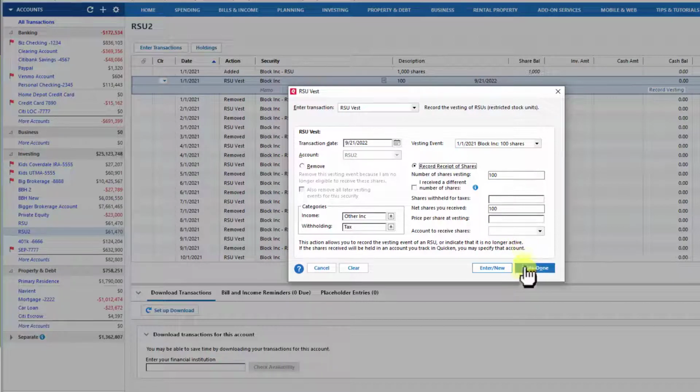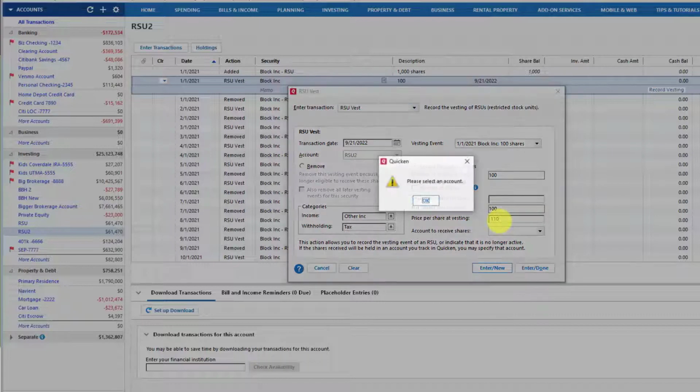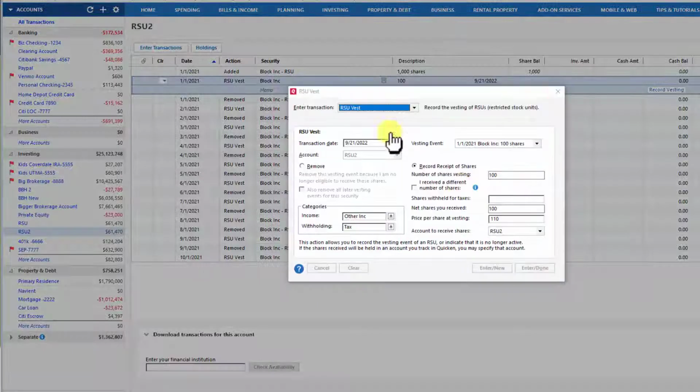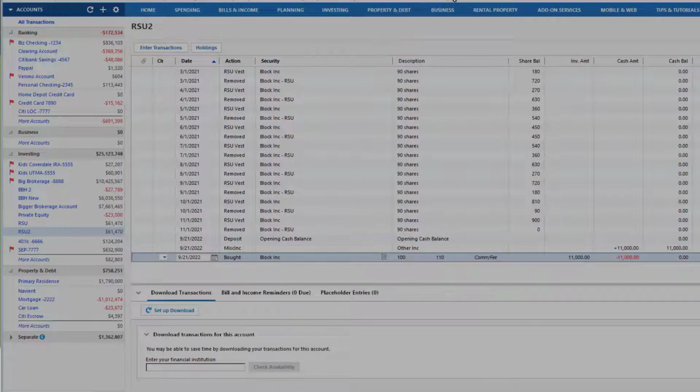And then we would hit enter and done, and poof, we would also want to put in a price per share at vesting, because this would record the basis. So maybe it was $110 at the time. And into the account, we would pick the RSU2 account. Excellent. So let's just take that very simple example and say, wonderful. Unfortunately, it's rarely that easy.